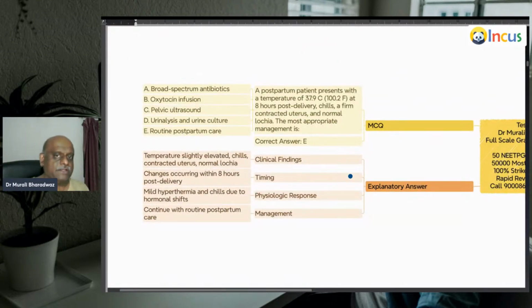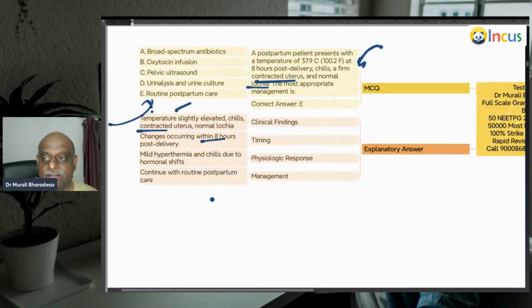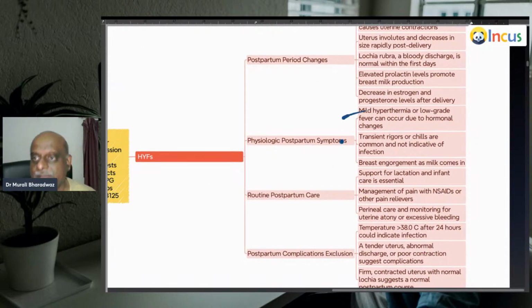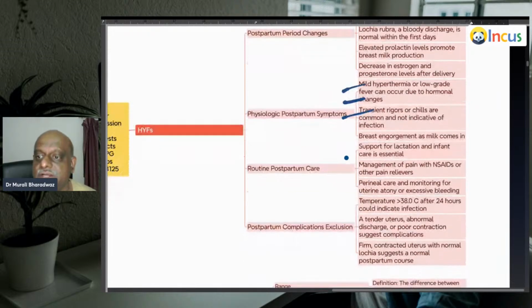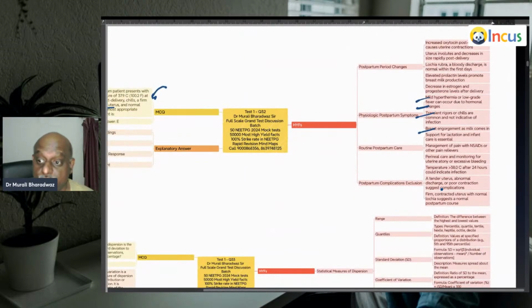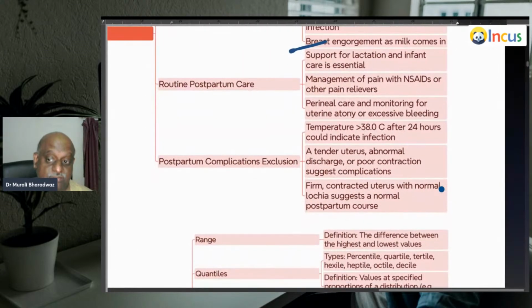A postpartum patient presents with a temperature of 37.9 at 8 hours post-delivery, chills, a firm contracted uterus, normal lochia. What is the management? It is a routine postpartum. Temperature slightly elevated, chills, contracted uterus, normal lochia, changes occurring within 8 hours post-delivery. You just need to continue. So you need to know what the physiological postpartum symptoms are: mild hyperthermia, low-grade fever, transient rigors and chills, breast engorgement. They're all very routine.